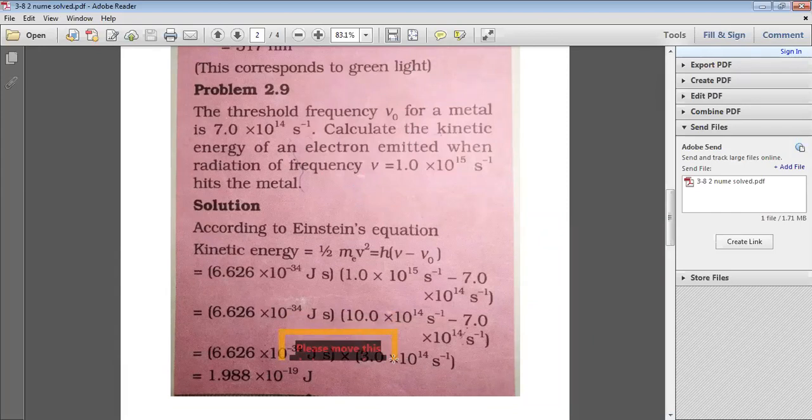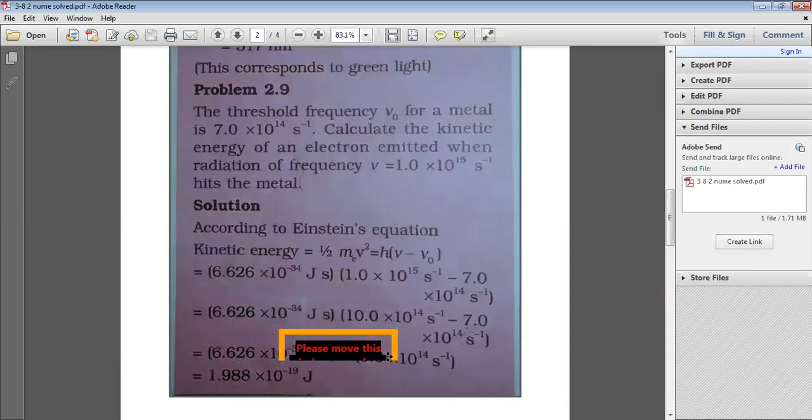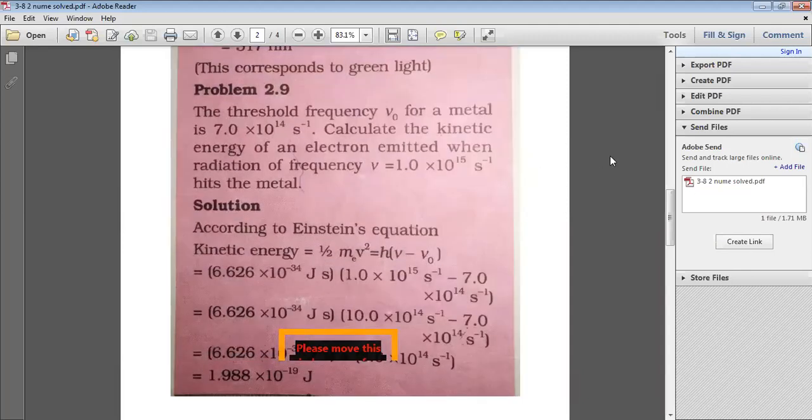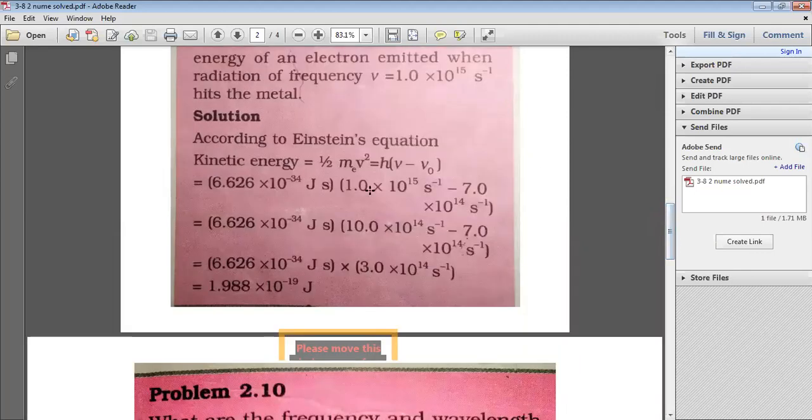The question is simply based on the photoelectric effect. So we should understand the photoelectric effect easily, or we have studied the photoelectric effect. So using those formulas, we can solve this problem. According to Einstein's equation, kinetic energy is equal to 1 by 2 mv square, that is h into nu minus nu 0. Let us put the value 6.626 into 10 to the power minus 34 joule into second, that is your value for h.